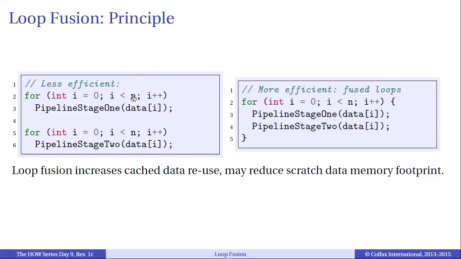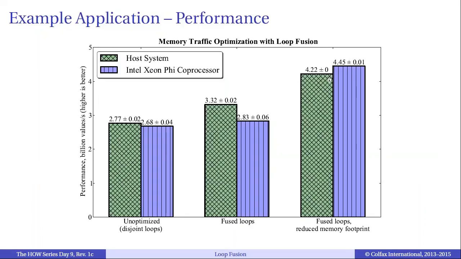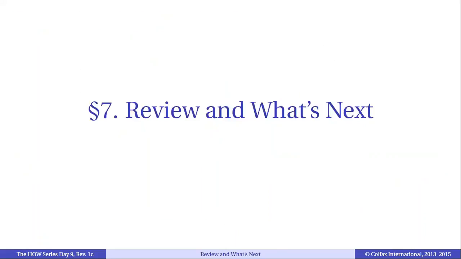The danger of this is that if you have so much data that it overflows the cache, then by the time you reach the second loop, you will lose all your read elements from the cache and you will have to read them from memory again. This is better because this has better data locality, and also it may help you to reduce the scratch data footprint. This is the performance results from one of the labs that discusses this specific example.